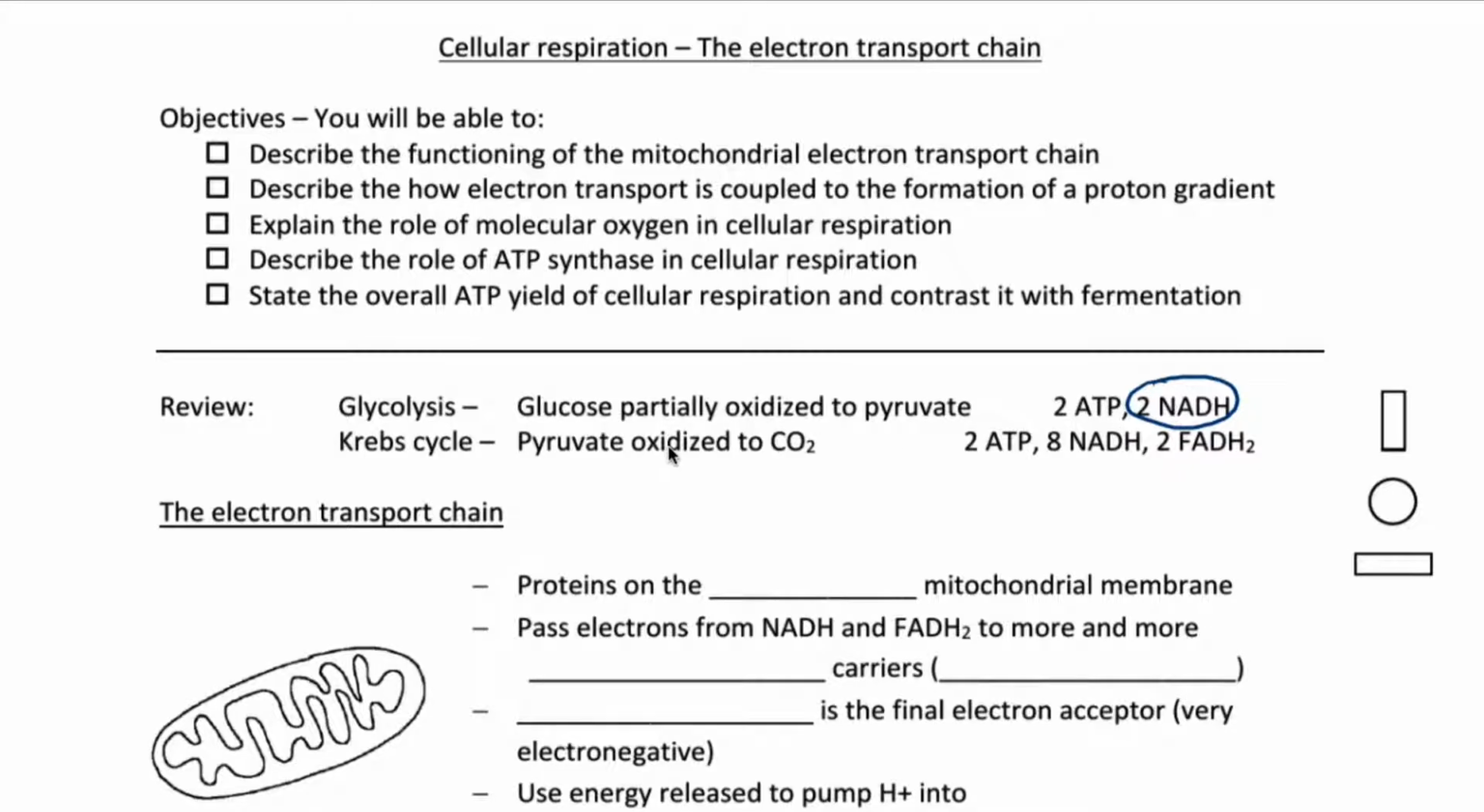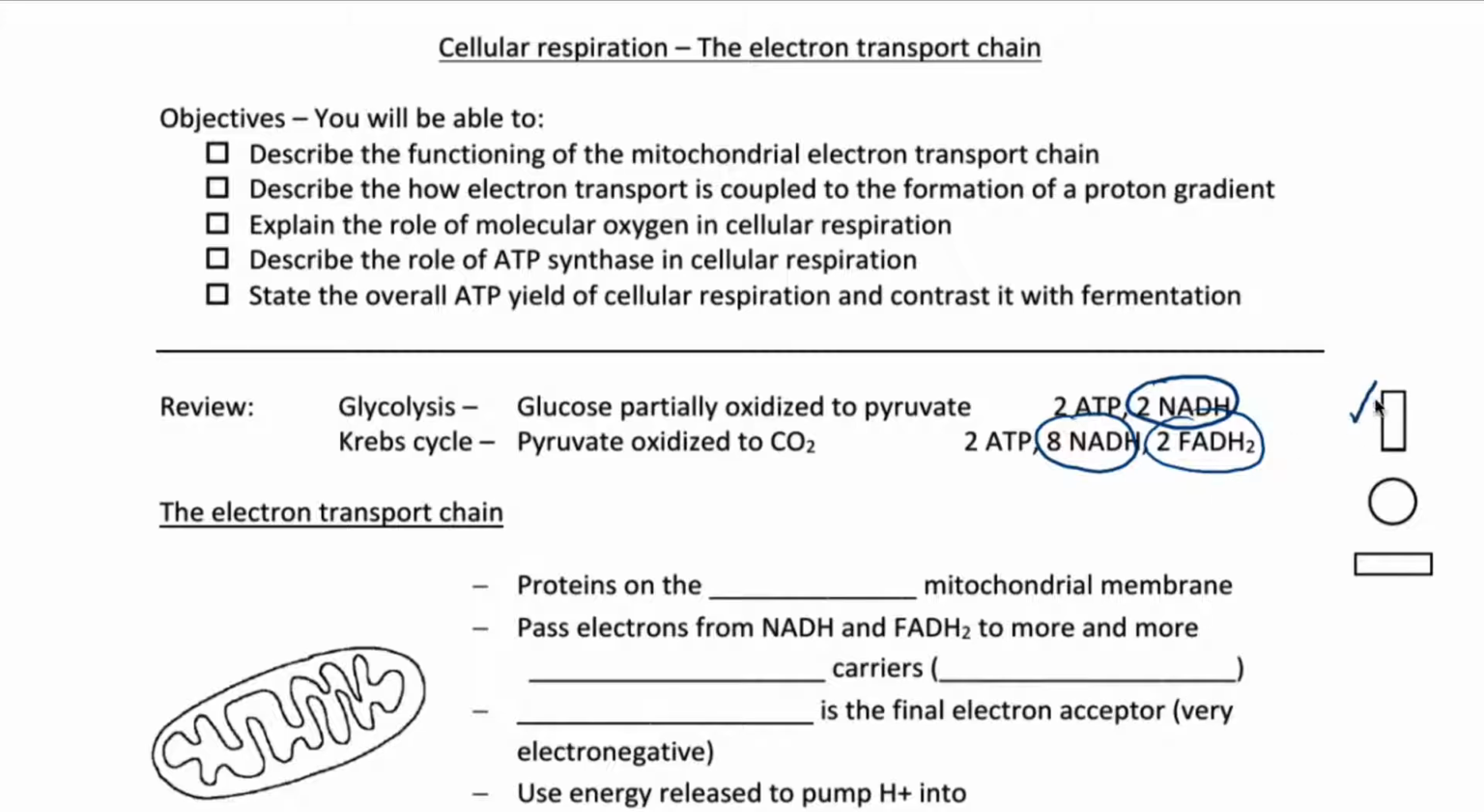And then in the Krebs cycle, pyruvate was completely oxidized to carbon dioxide. At this point we have no more of the carbons that we started off with from glucose. They've all left as carbon dioxide. 2 more ATP were made per glucose by substrate level phosphorylation, but we also made some more high energy electron carriers, 8 NADH and 2 FADH2.